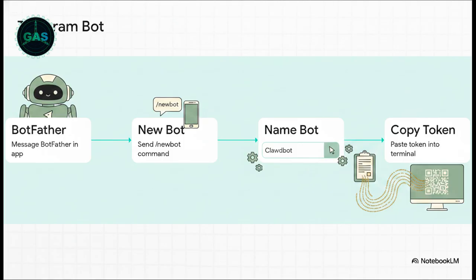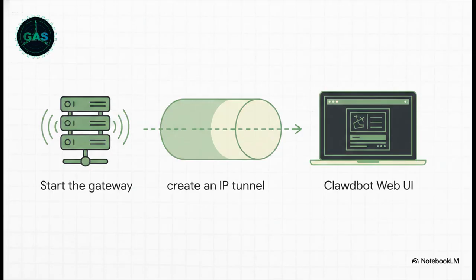You just send it the /newbot command, give your test bot a cool name and username, and BotFather hands you back a long string of text called an API token. Copy that token, head back to your terminal, and just paste it right in where the Clawdbot setup is waiting for it. With Telegram all set, we just start the gateway on your server. You run a quick startup command, and your server starts actively listening for connections.